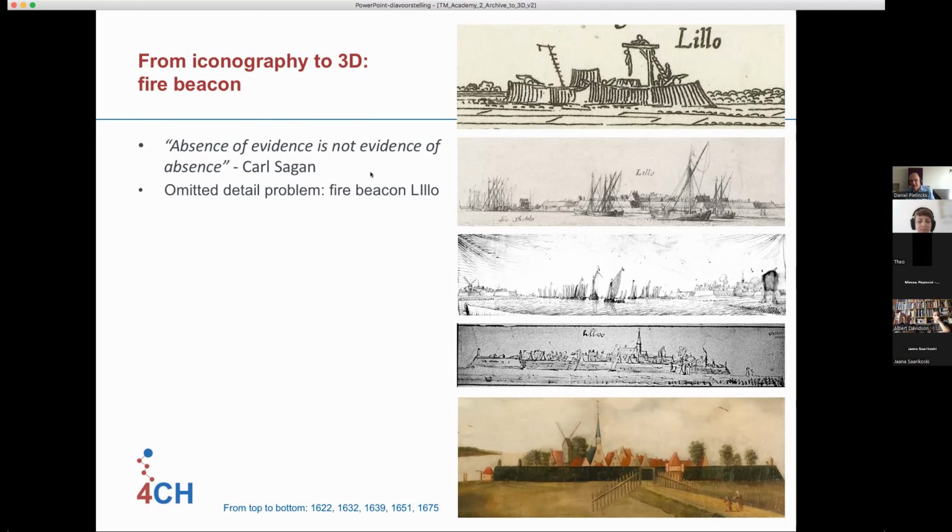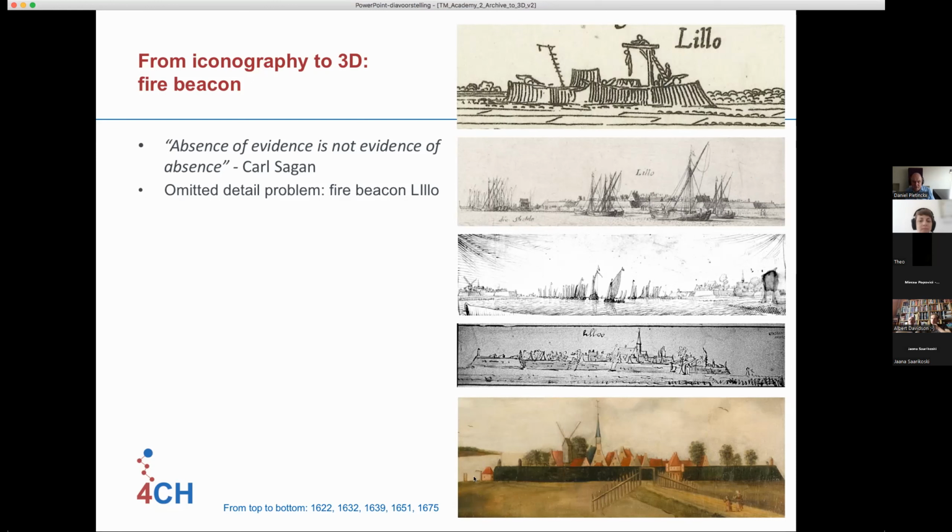A certain detail like a fire beacon is not always depicted. Here I've put 5 images. We have a couple more, but not so much more, of Lillo. You see, for example, in the early one in 1622, it's depicted. The next one, which is a very good and very detailed drawing, very precise and very reliable, doesn't contain it. You don't see it. The next one doesn't contain it. The next one in 1651 does contain it. It's here.